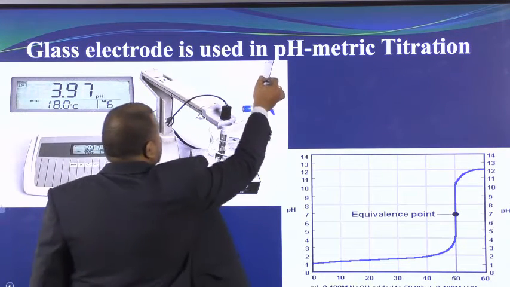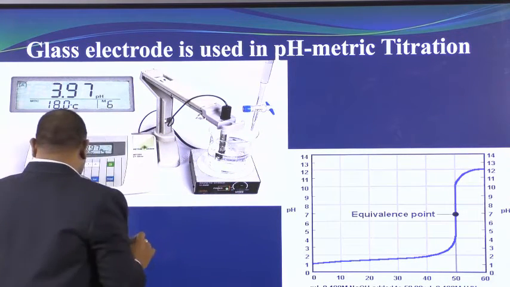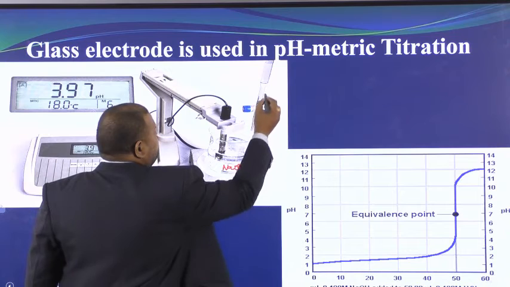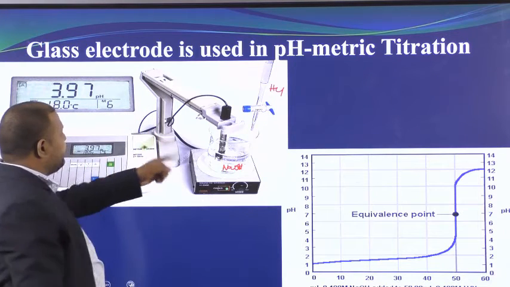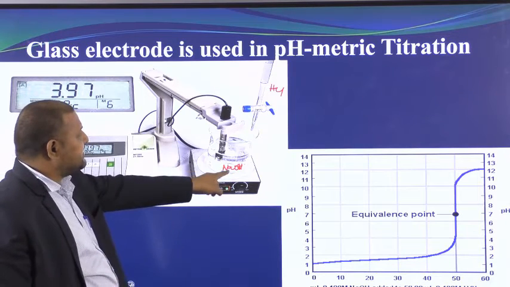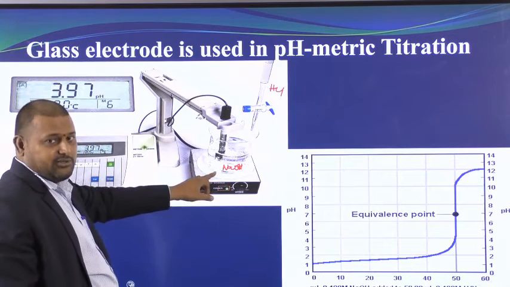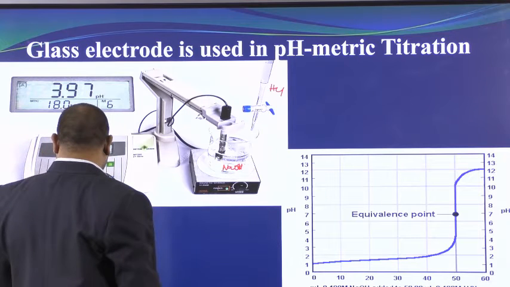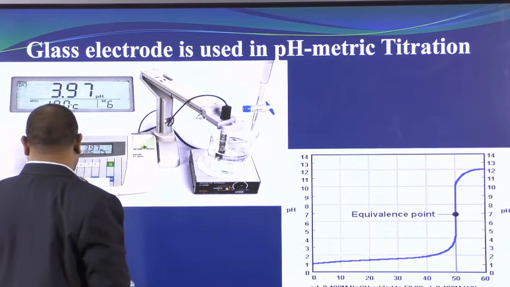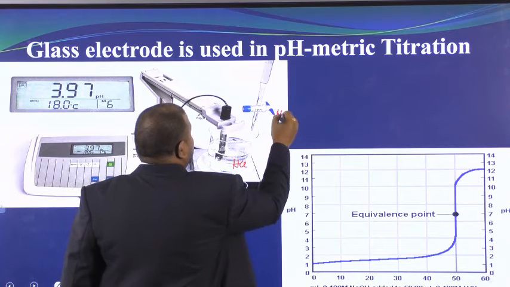So here we are adding the solution directly. For example, we will take the NaOH solution here. This is the NaOH solution, and this is our HCl solution. It is stirring slowly. The pH is 3.97. Clear? Because the pH is 3.97, can it be NaOH? No. So we can say it is the HCl solution. This is our HCl solution and this is our NaOH solution.